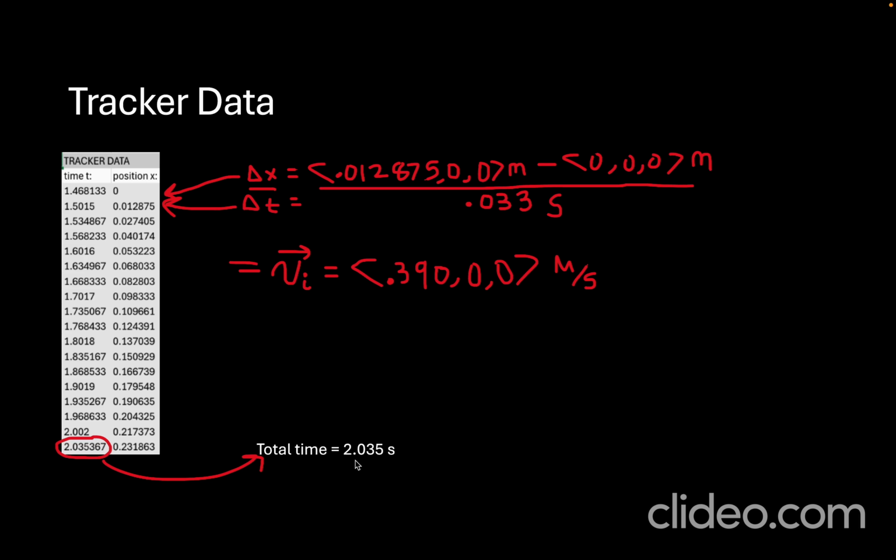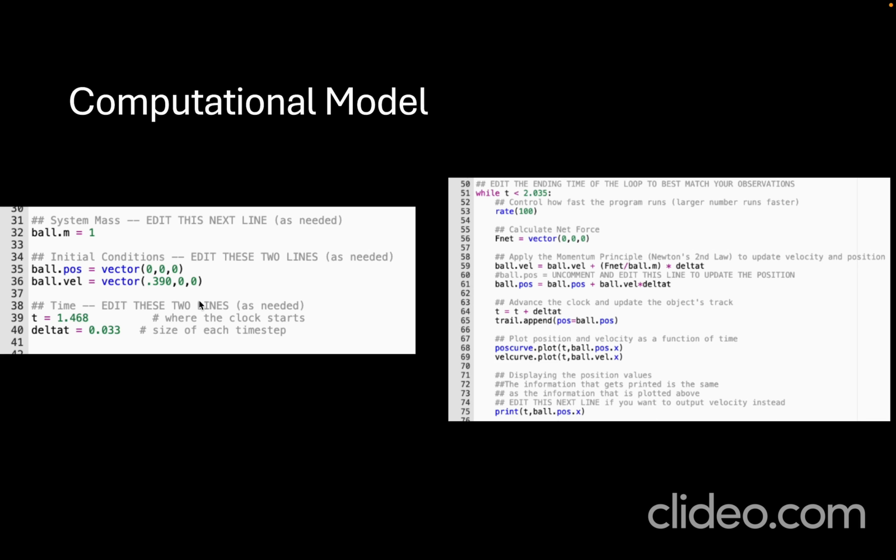The total time I took is 2.035 seconds, and I started at 1.468 seconds, ended at 2.035 seconds in the while loop. Mass, I'll get to that later. The ball position is going to be 0, since we started at 0. Velocity we calculated to be 0.390 meters per second. Our while loop is going to produce the calculations for our graphs. F net is the 0 vector because we have constant velocity, and since F net is a 0 vector, it doesn't matter what the mass is, because anything times 0 is just 0. And we have velocity final equal to velocity initial, which basically defines constant velocity.